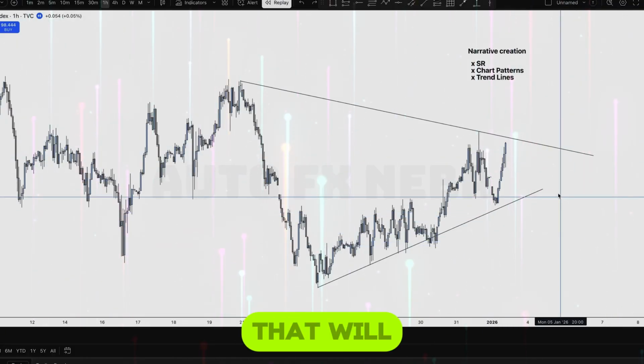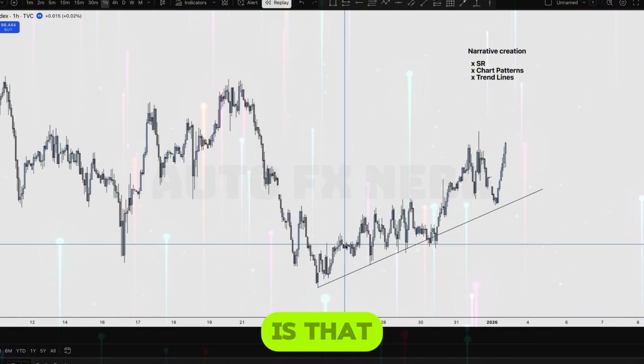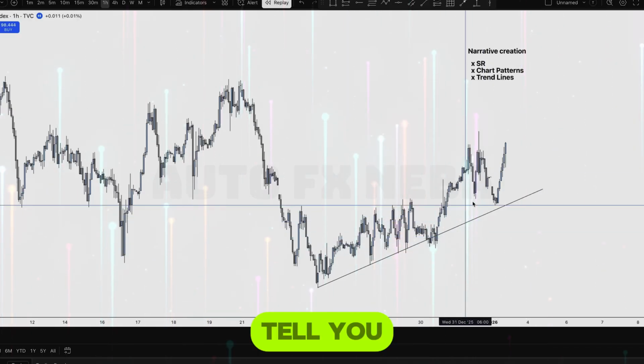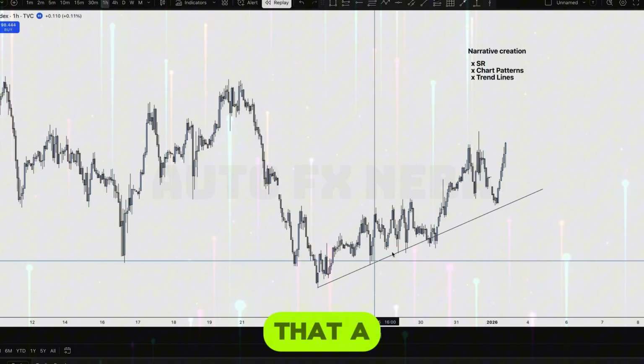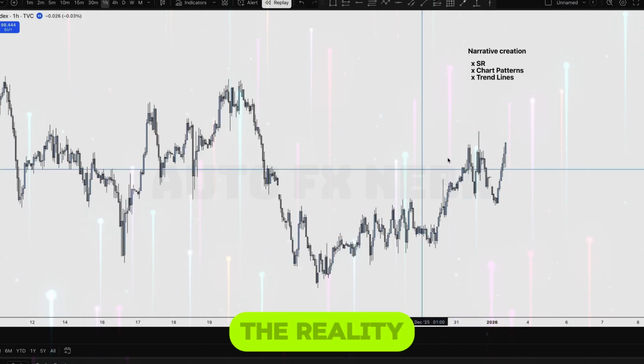There's a problem with this that will become very clear when we get into the market structure education, and that is that not only do these not actually show the market structure, and they don't actually tell you what the trend is, they can also be a very big trap. Because if you believe that a trend line tells you the trend direction, you're going to take a lot of trades against the reality of the market.